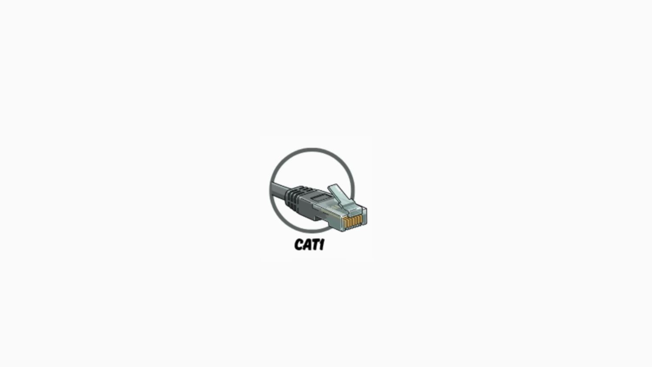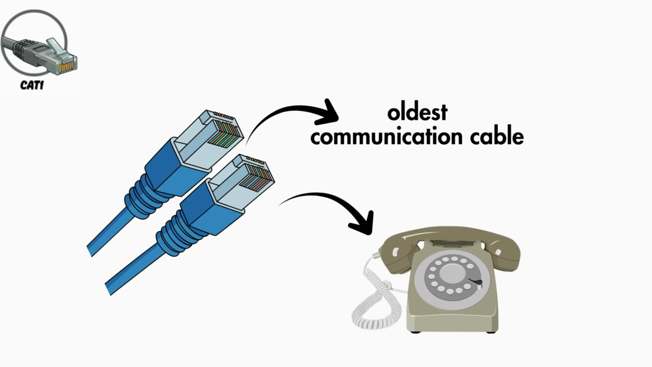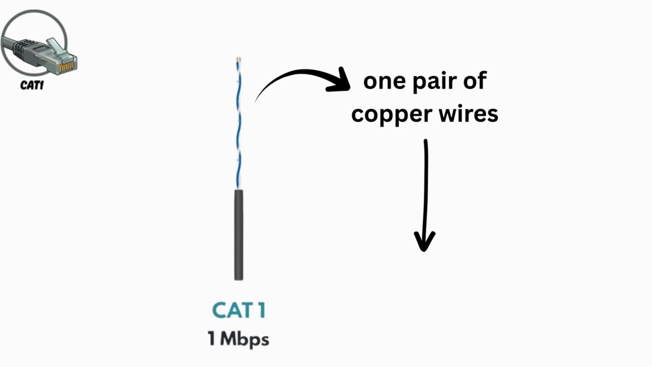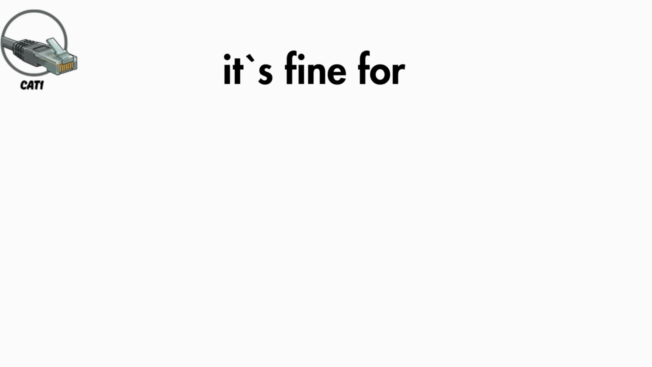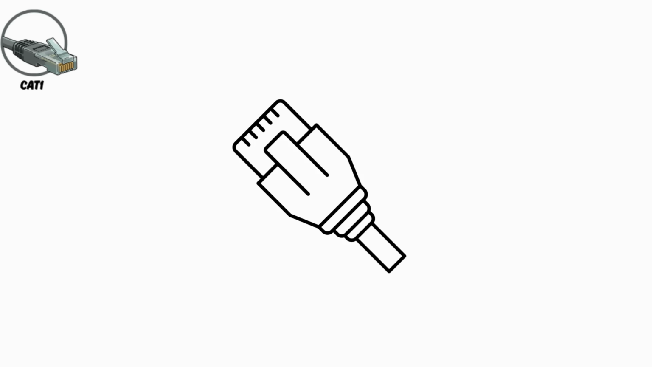Category 1, or CAT 1, is the oldest communication cable and was designed only for voice telephone signals. It usually contains just one pair of copper wires and supports very low frequencies. This was fine for phone calls, but once computers needed faster internet, CAT 1 couldn't keep up.